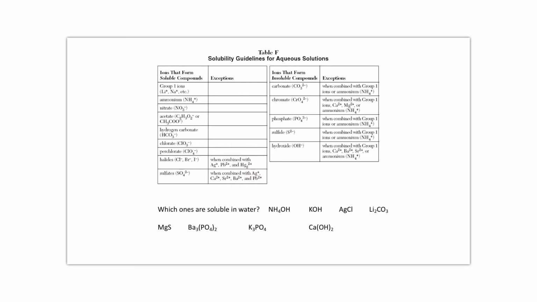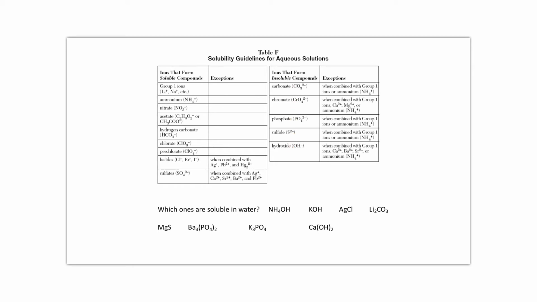So for example, let's look at this acetate. Acetate is always soluble in water, no matter what it's bonded to, and there are no exceptions to the rule. So if you have lead acetate, it's going to be soluble in water. Sodium acetate, it's going to be soluble in water.